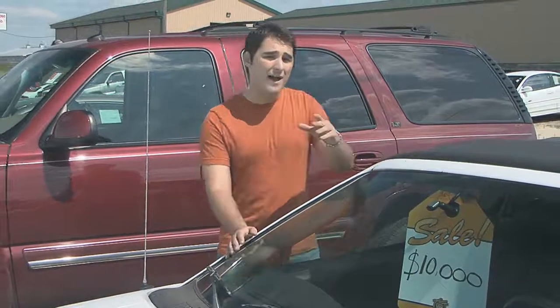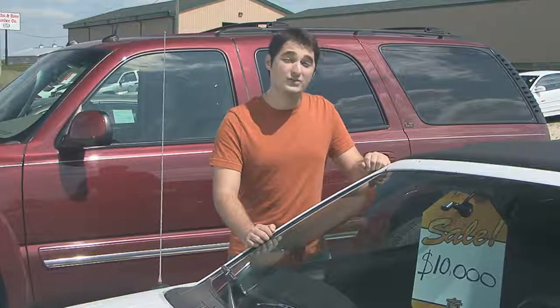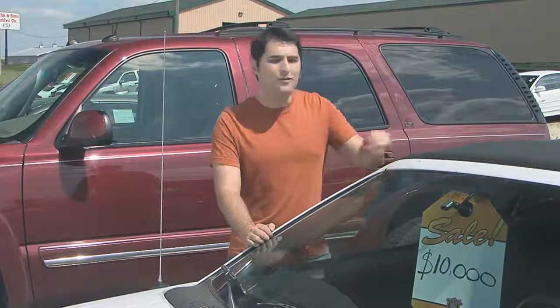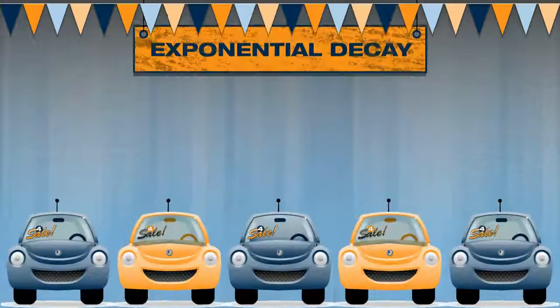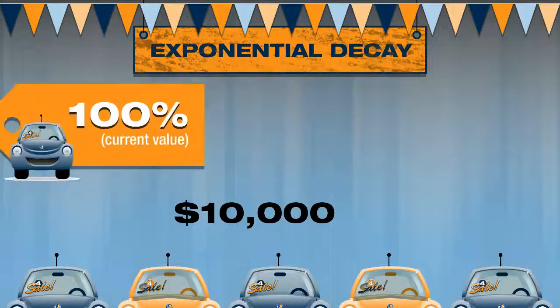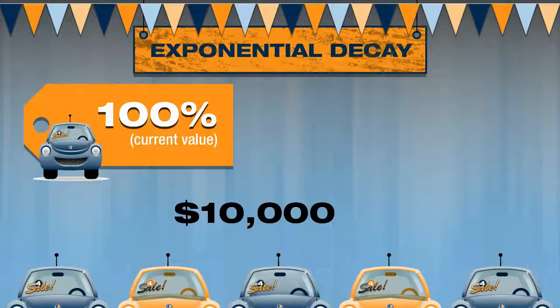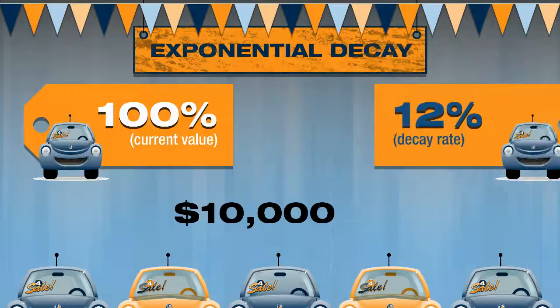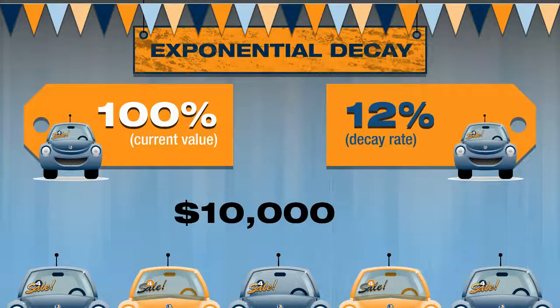To begin, you have to understand that the value of Jill's car will decrease over time. I'll use this car to explain. Right now, the car is worth $10,000. $10,000 is 100% of the car's value. Assume the value decreases or decays at a rate of 12% or 12 hundredths per year. This is the decay rate.